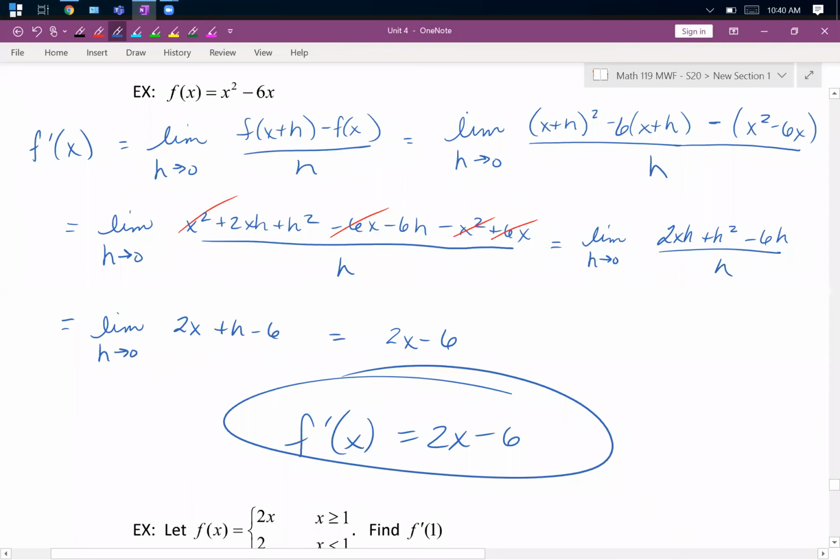All right, so everybody sounded pretty good that I talked to, that we just plugged in to our difference quotient. It cleaned up nicely. We end up with f prime of x equal to 2x minus 6. Anybody, any questions?